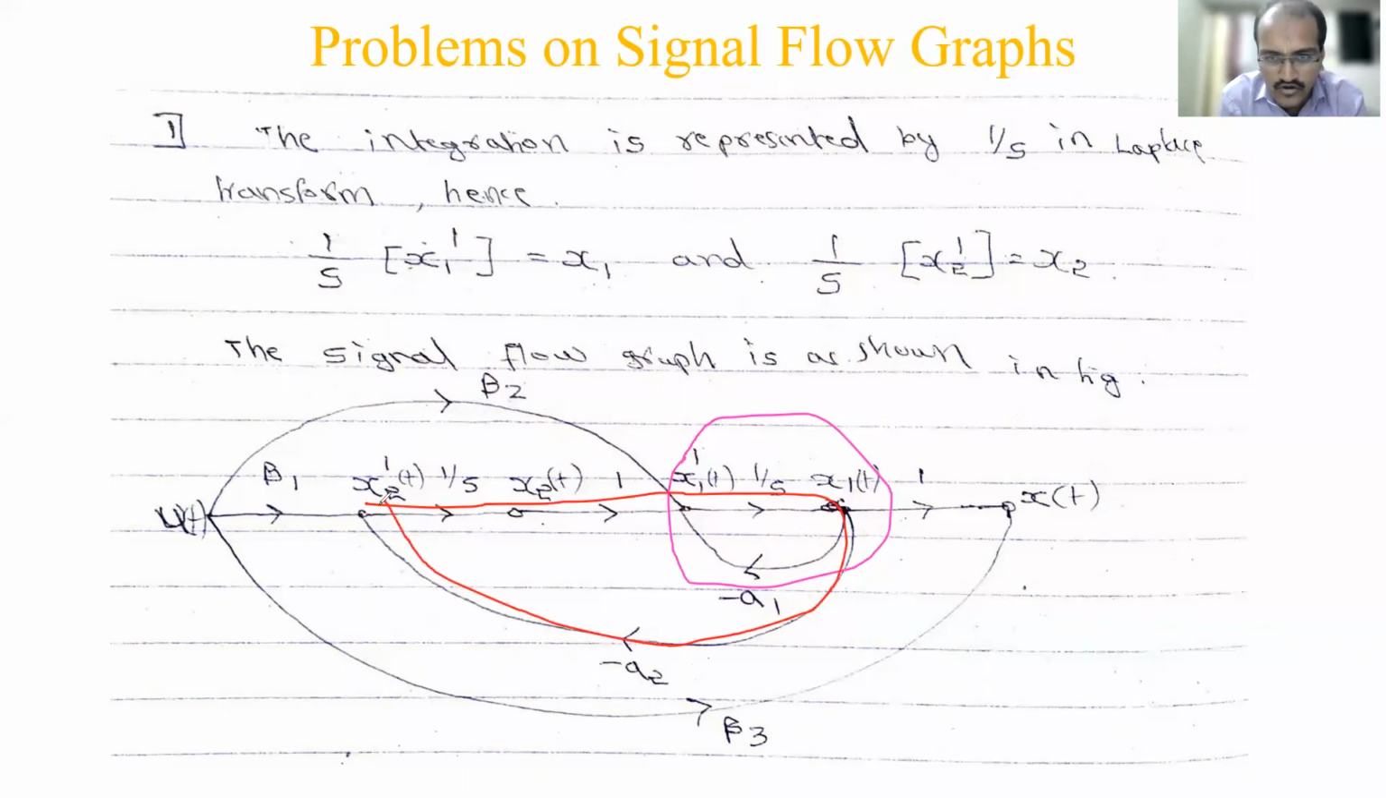So then how many two non-touching loops are here? Since here, no two non-touching loops. Okay. So this is the forward path, this is the forward path, and this is the forward path. And these two loops are touching at these points. That's why there are no two non-touching loops. So that's why the determinant, delta, is very simple: 1 minus L1 minus L2. Okay. So that is the value of delta.